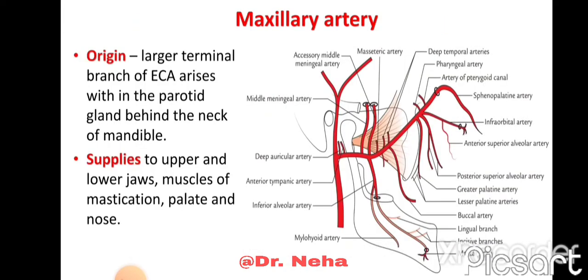The last branch, that is your maxillary artery. It is a larger terminal branch of the external carotid artery. It arises within the parotid gland behind the neck of mandible, and it supplies to the upper and the lower jaws, muscles of mastication, palate, and the nose.